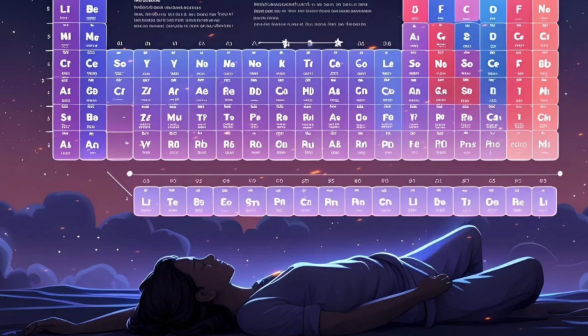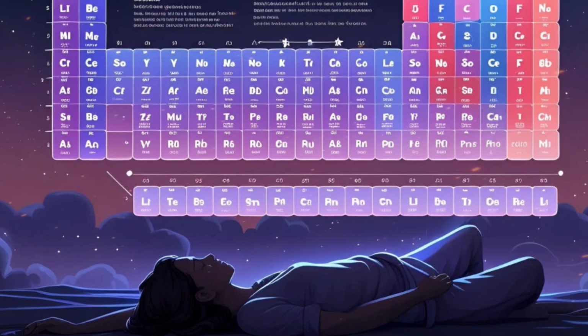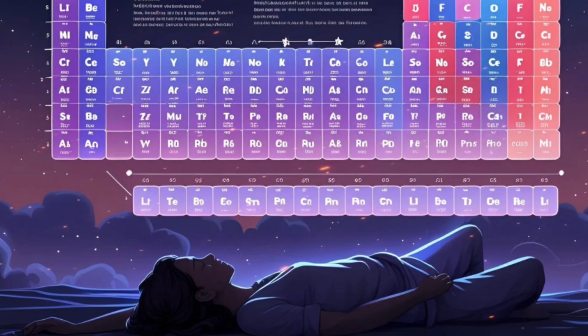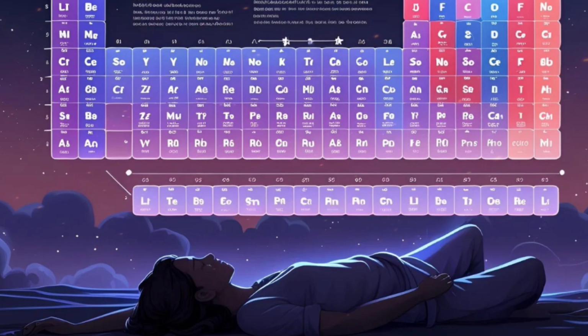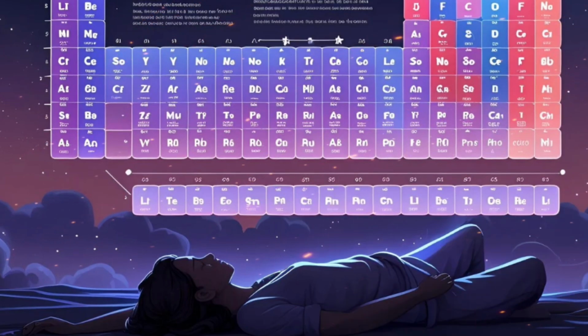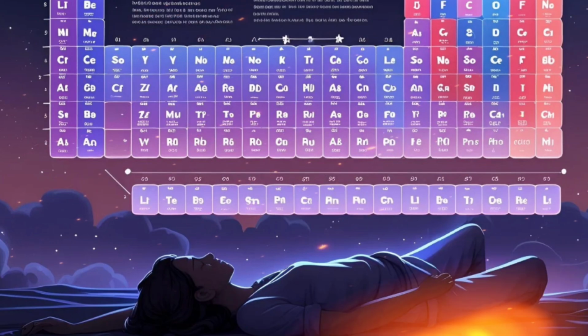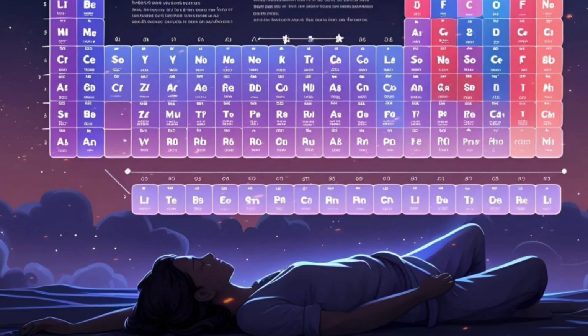Now we move to Group 2 of the periodic table, the alkaline earth metals. These elements are known for being slightly less reactive than their neighbors in Group 1, but they still play a vital role in both chemistry and life. Group 2 includes beryllium, magnesium, calcium, strontium, barium, and radium. Each of these elements has 2 electrons in its outermost shell.